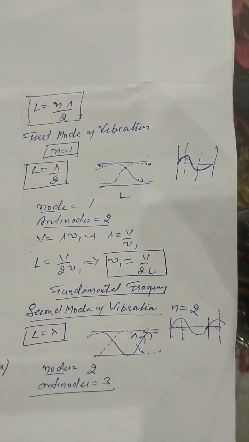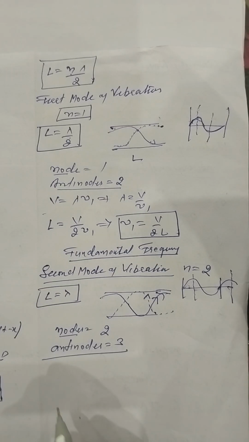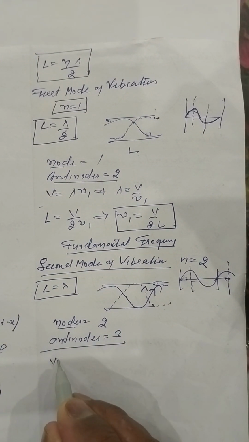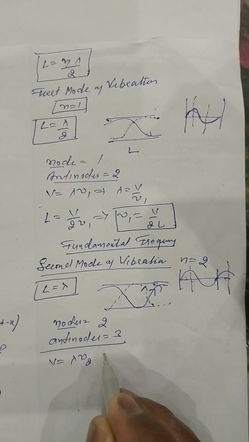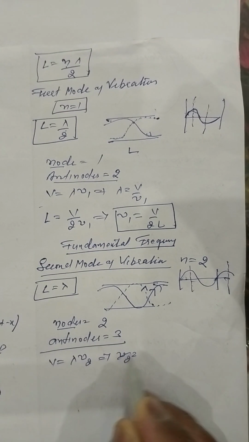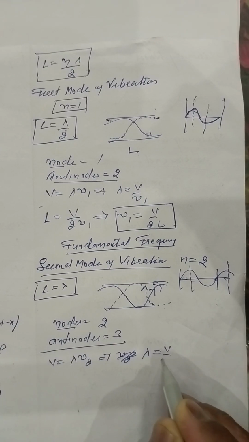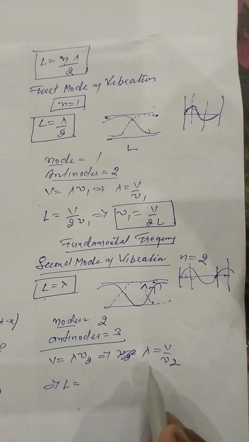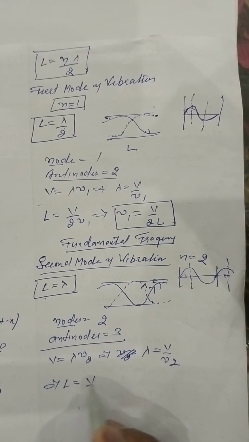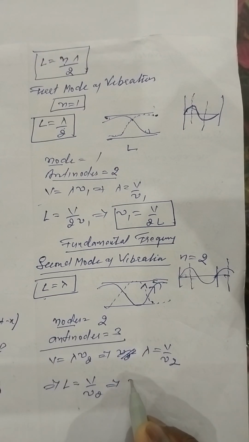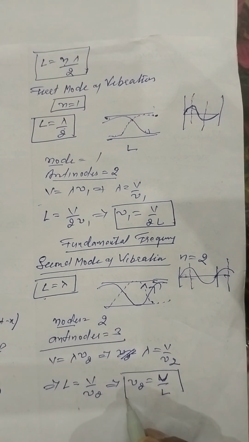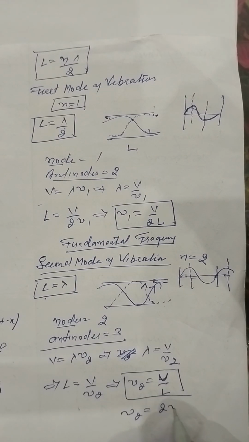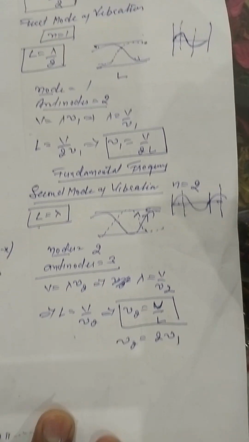This is the condition. Now we will find the value of nu 2. V is equal to lambda into nu 2. This implies that we will put the value of lambda, it will be equal to V upon nu 2. Put in this equation. So L is equal to V upon nu 2. This implies that nu 2 is equal to V upon L. So you will find that nu 2 is equal to 2 into nu 1. So this is the second mode of vibration.